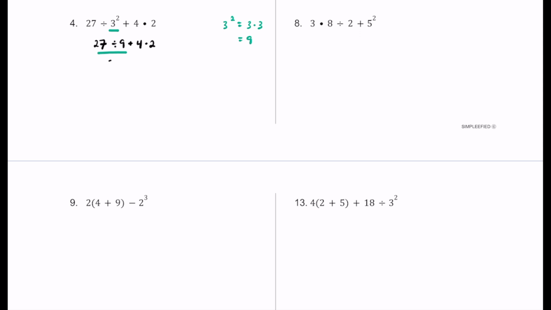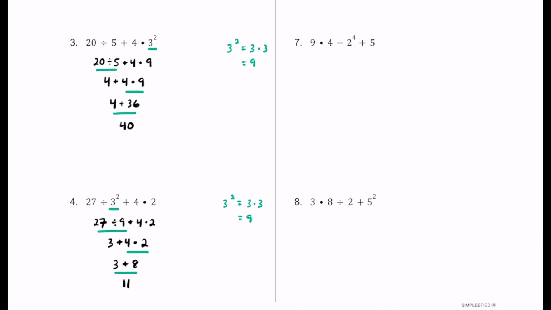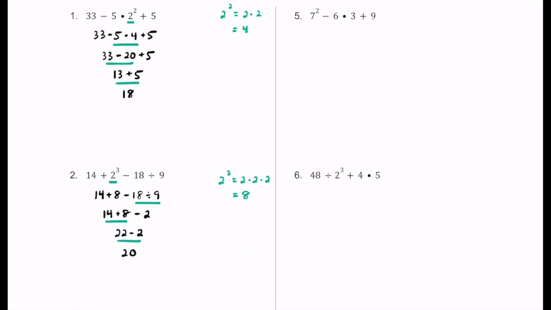27 divided by 9 is 3, so we have 3 plus 4 times 2. Between addition and multiplication, multiplication gets to go first. 4 times 2 is 8, so we have 3 plus 8, and 3 plus 8 is just equal to 11. Let's check out 5. For number 5, we have a power, subtraction, multiplication, and addition. We'll start with the power first here.